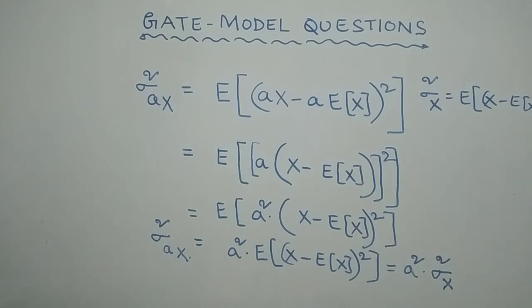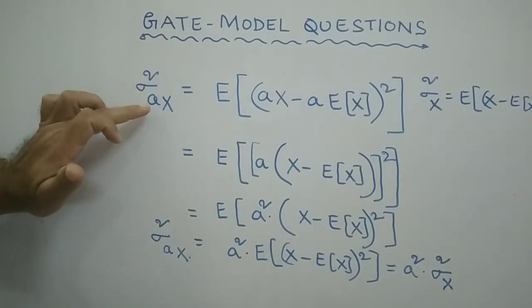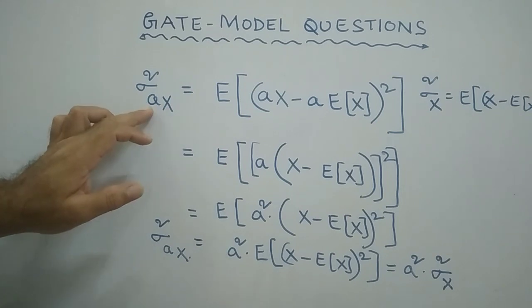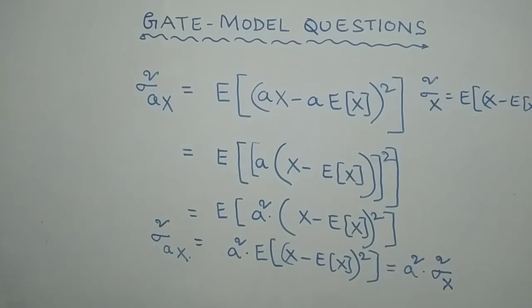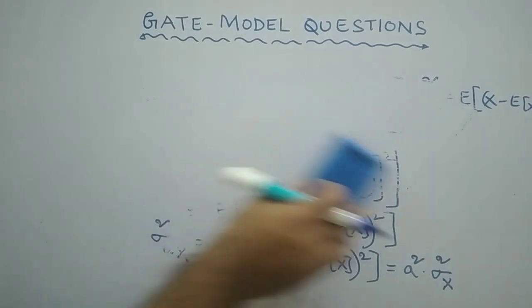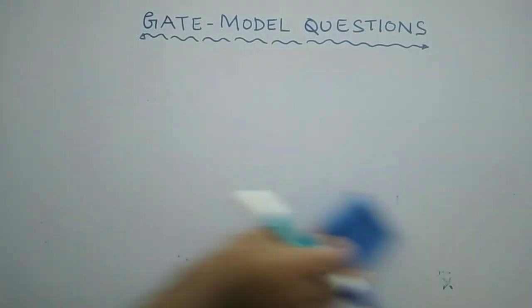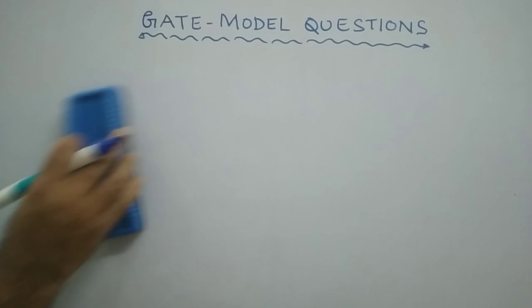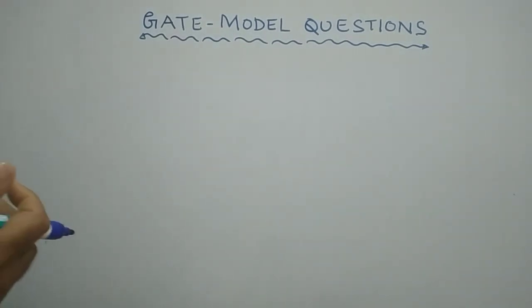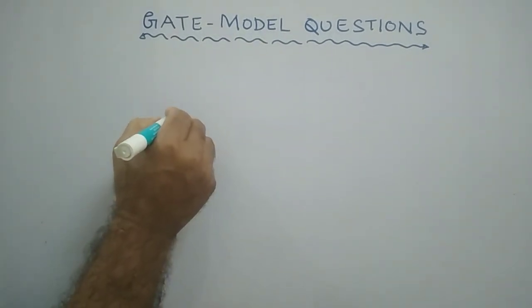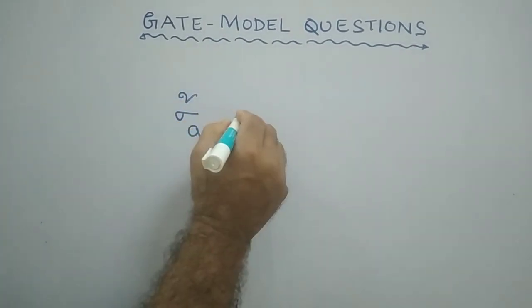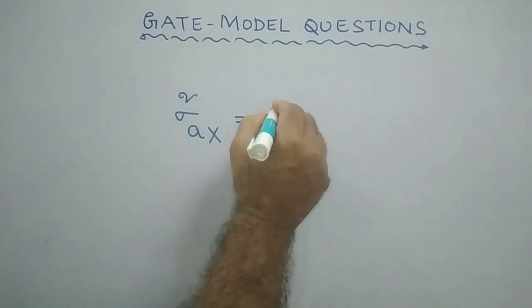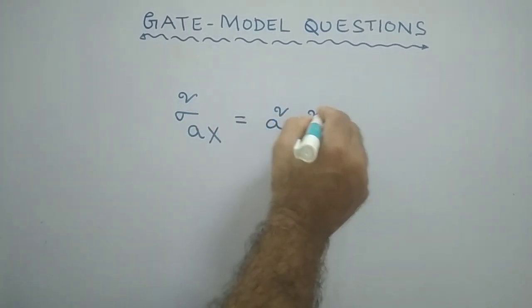Simply, we can say that the variance of any random variable x which is multiplied by a gives a square times the variance of x. In simple terms, I can finally conclude this. Understood? It is very, very simple. In fact, this is one of the very important properties of variance: the variance of the random variable x multiplied by a constant is equal to a square times sigma square of x.